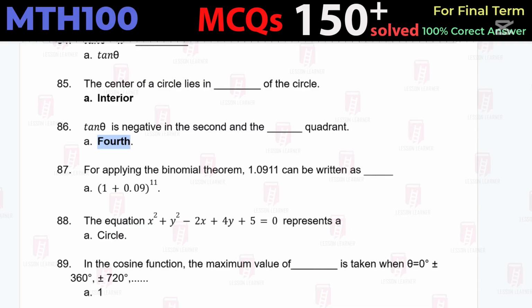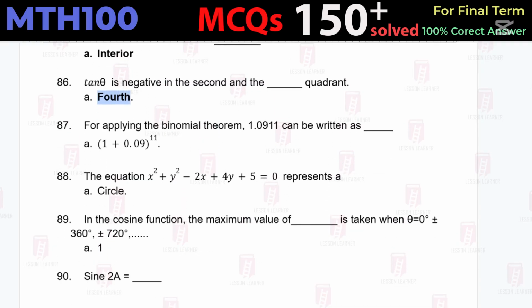For applying the binomial theorem, 1.09 to the power 11 can be written as 1 plus 0.09 raised to power 11. The equation x square plus y square minus 2x plus 4y plus 5 equals 0 represents a circle.